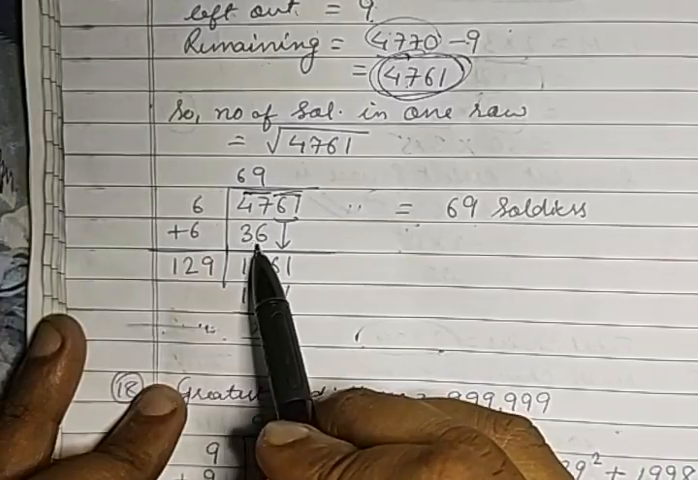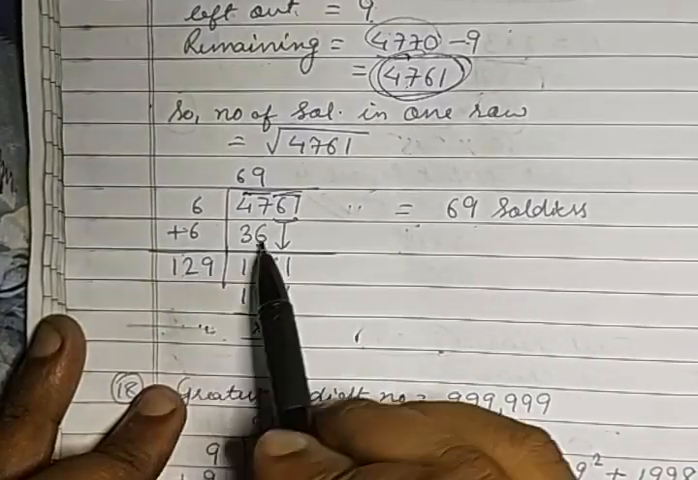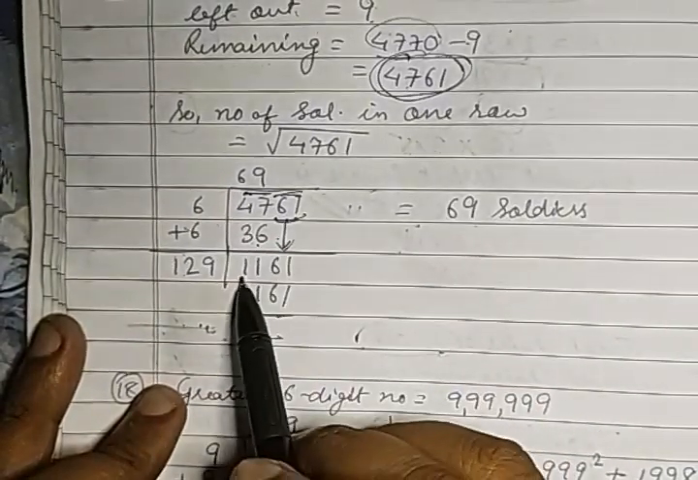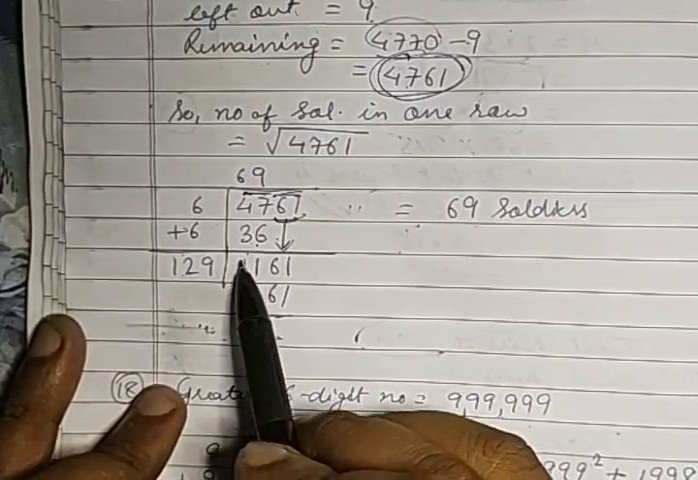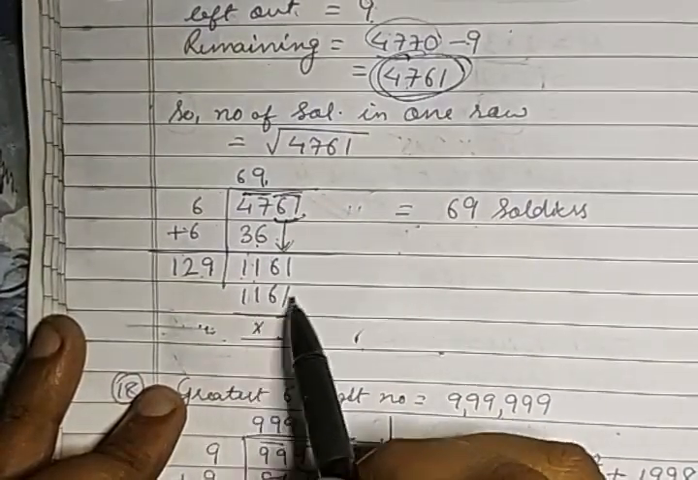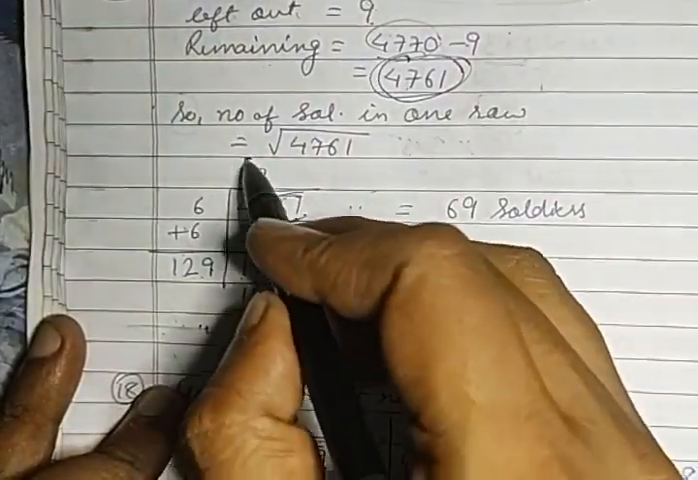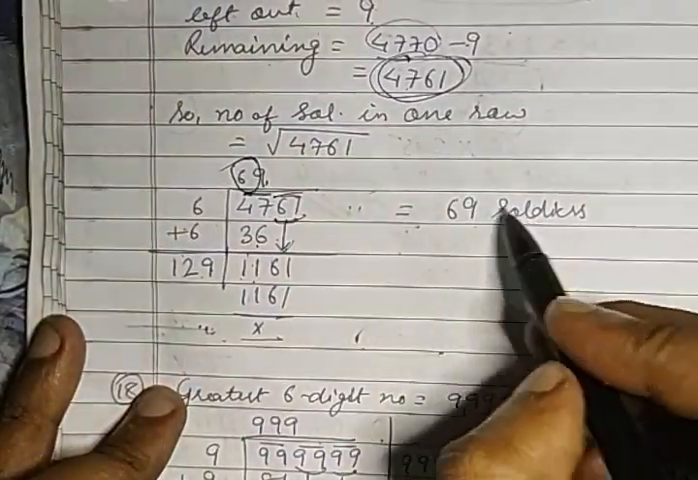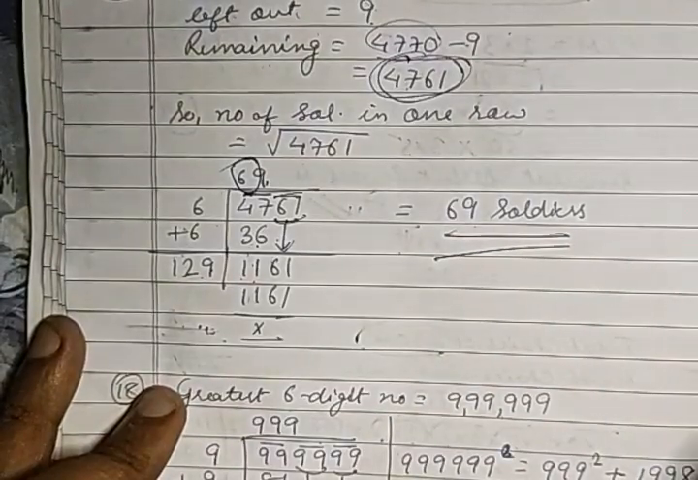So 6 6s are 36. Added 6, 12 came. Then this comes down, 11 coming after the subtraction. So 61 comes down. So 129 9s are 1161. So I am getting here how many? 69 soldiers as the answer.